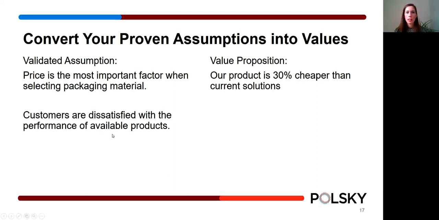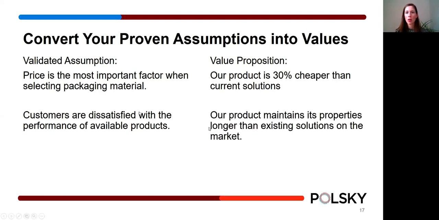So again, another example, we might say something like, we think that customers are really dissatisfied with the performance of the available products. And that might be something, again, that we're writing a couple interview questions to test. And so when we're going out and asking those questions, if we think that's an assumption, and hopefully we're hearing validation that that's true, we also want to think about how our product can make sure to capitalize on that fact that people are dissatisfied.